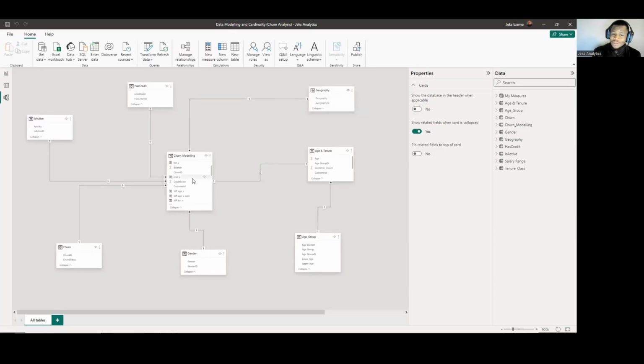This dimensional table is connected directly to the fact table. This is connected here. This is connected here. So in such a case, we'll call it... I'm trying to remember the word. Yes, star schema. Thank you.